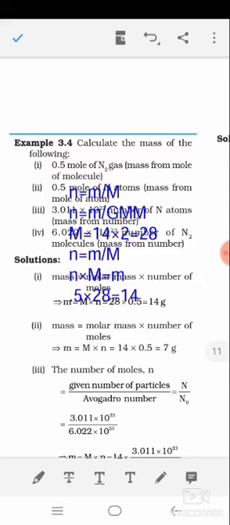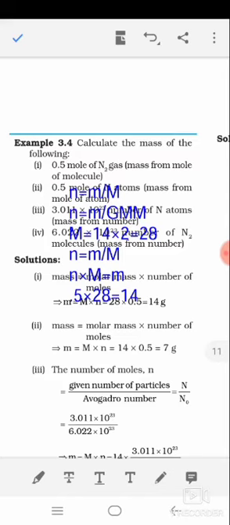Here, the molar mass of the nitrogen molecule, that is the GMM. Okay, now m by GMM. Now what is the molar mass of nitrogen, the molecular mass of nitrogen? That is 14 into 2, 28. So we are rearranging the equation. n is equal to m by M, so n into M is equal to small m.